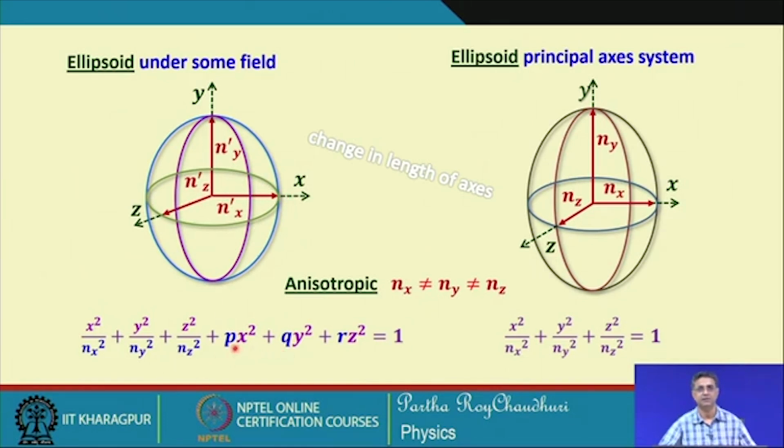That is, you see p x square, q y square, and r z square, because the new ellipsoid equation involves only the squared terms, x square, y square, and z square. As a result, there is no rotation, but if there are cross terms, that is x y, y z, z x, that means there is a rotation. So, we will understand this situation.